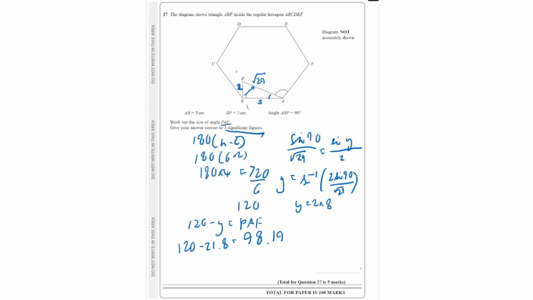98.19, and we have to write correct to three significant figures. So here we look at the figure after the third figure, which is 9. Any value between 5 to 9 we round up, 1 to 4 we round down, and since it's 9 we simply round up the 1 to 2, and it is now 98.2 degrees. And that is your final answer.